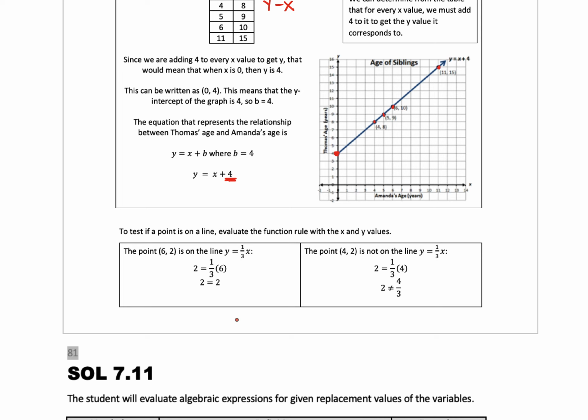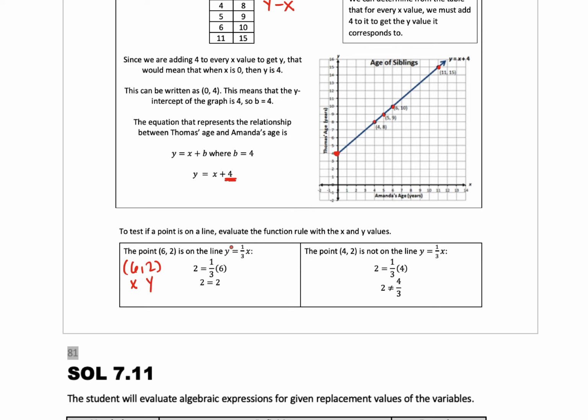So the last thing you need to remember for functions is they'll give you points and they'll say, is this on the line of this equation? So if I give you the point (6, 2), and we want to test to see if it's on the line y equals 1/3 x, we plug the point into it. So (6, 2) just means that x is 6 and y is 2.